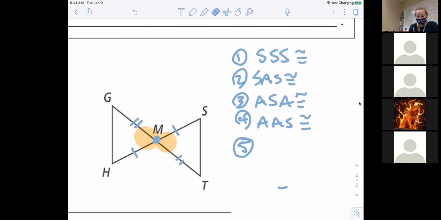Now, HL is technically an angle side side, but it's with a right triangle, so we use HL to represent that. It means hypotenuse leg. So in a right triangle, if those 2 sides are congruent, then the triangles are congruent. What do I have here? Which one of those 5 do I have here? Anyone know?